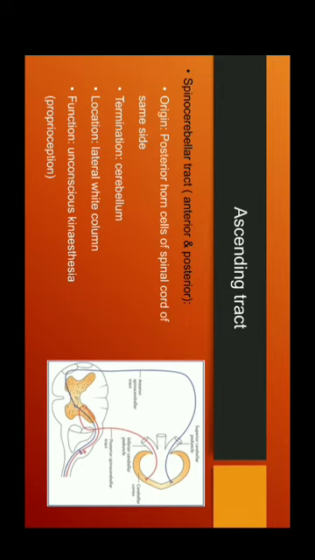The function of this tract is unconscious kinesthesia or proprioception. So you know what proprioception is. In my previous lecture I spoke about proprioception. It is concerned with joint sensation, muscle sensation, vibration, and two-point discrimination. Now let us demonstrate how this proprioception acts.